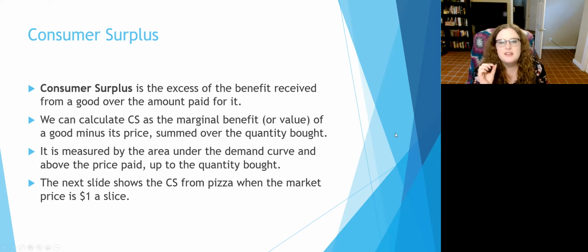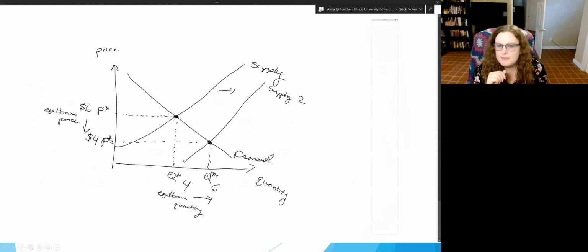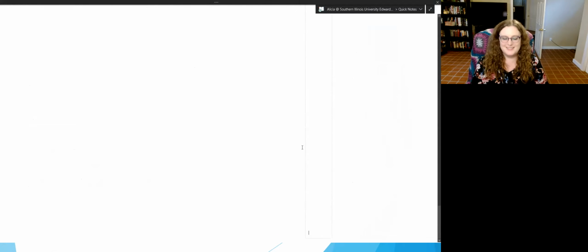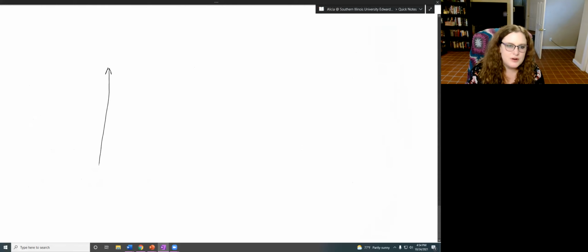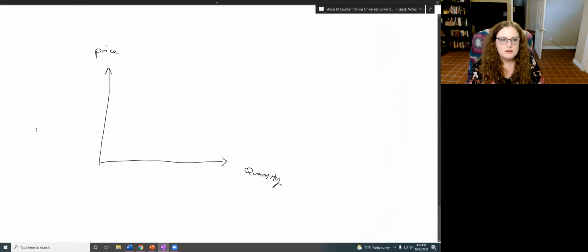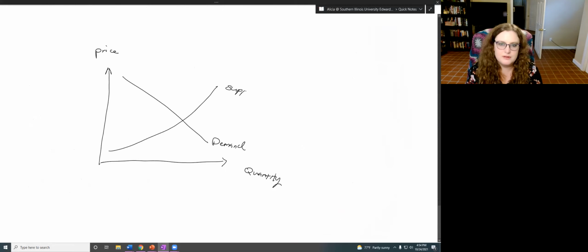Consumer surplus is the excess of the benefit received from a good over the amount paid for it. Let's talk about what that means, from another one of our handy dandy graphs. Okay, so let's say that we had our good old fashioned graph right here. In here we have our price, we have our quantity, we have our downward sloping demand curve, and our upward sloping supply curve.